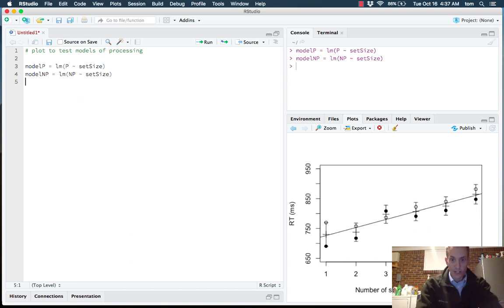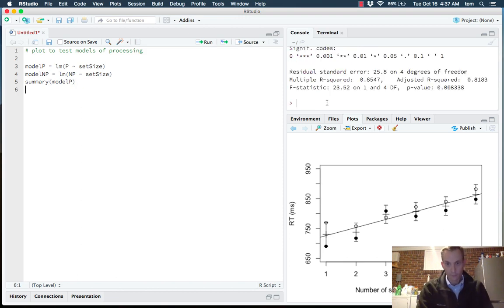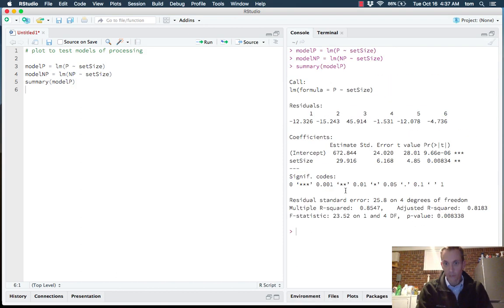Now this doesn't do much, but if I want to see what these models look like, I can do a summary command, summary of model P. And let's blow this up completely where you can see this. Now remember, each of these summary commands gives us an estimate of the intercept and the slope. So when we look at just probe present trials, this is the model P, we have an intercept of around 673 and a set size slope of around 30. So again, that's 30 milliseconds per increment.